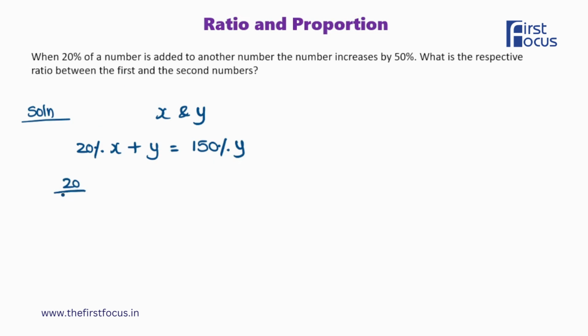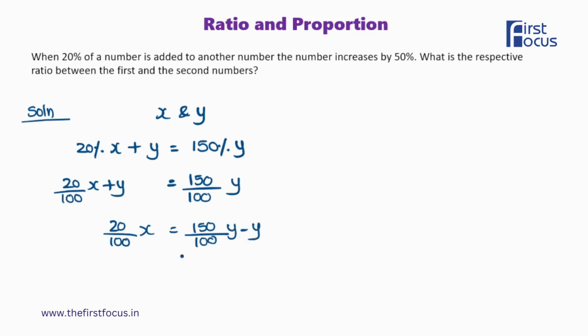We can write in fraction form, that is 20 by 100 x plus y is equal to 150 by 100 y. On equating x and y separately, we get 20 by 100 x is equal to 150 by 100 y minus y. We have to take LCM here. So the value will become 20 by 100 x is equal to 150y minus 100y divided by 100.